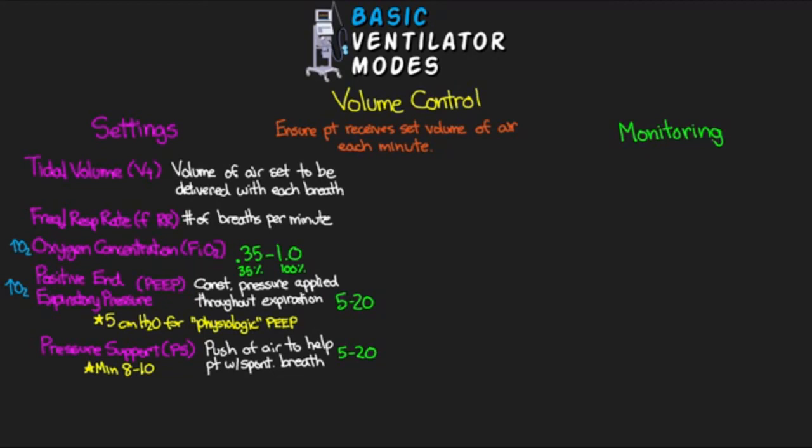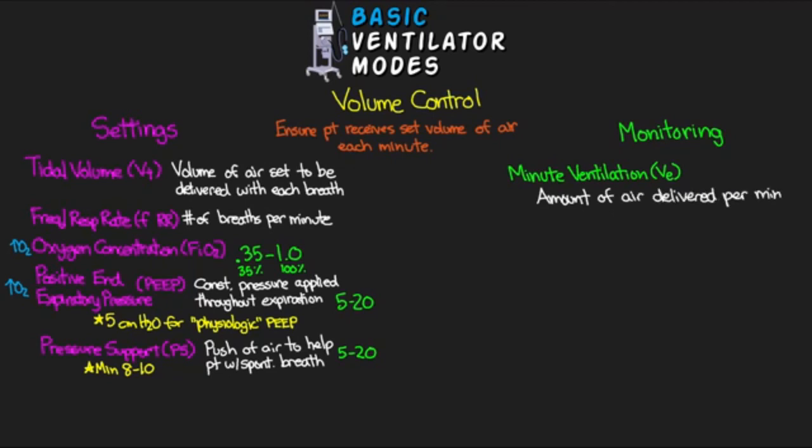But for a basic understanding, I'm going to give you a couple things that are going to be really important. The first of these is something that we call our minute ventilation, and you'll see it abbreviated as VE. Now, this one's probably the most important one for you to understand, because this is a measure of the amount of air that's being delivered to our patient per minute.